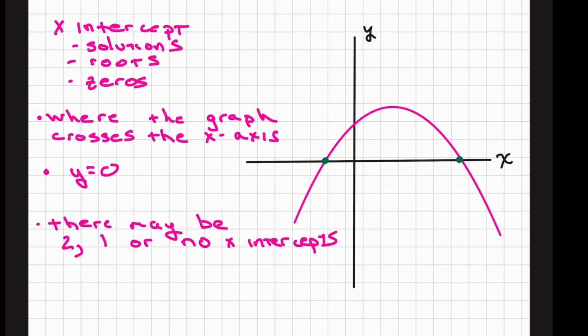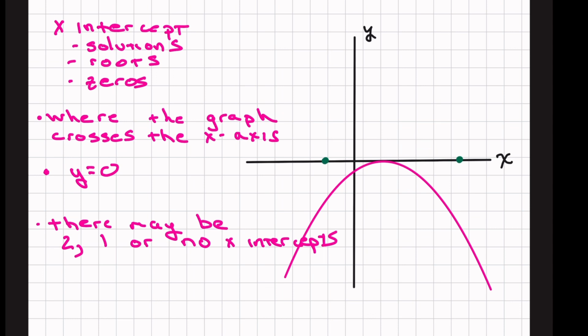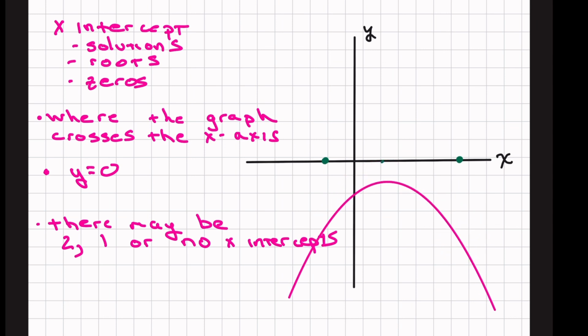There could be 2, 1, or no intercepts. As you can see in this graph we have on the right, there are 2 intercepts, or 2 possible solutions to this quadratic equation. But your graph may just barely touch the x-axis. In that case, you might only have 1 x-intercept. But if your graph does not touch the x-axis at all, then you have no solutions, no roots, no zeros, and no x-intercept. They all mean the same thing.